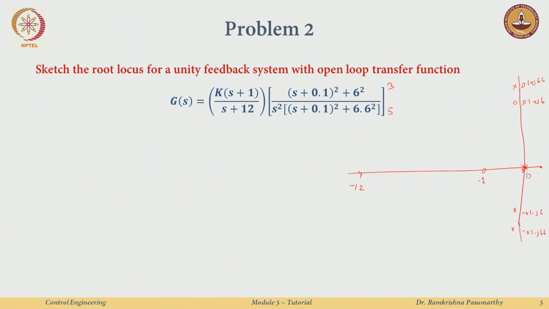So, this is not allowed. Then I come here and I say -1, I just see between -1 and -12, I see 3 guys to the right. So, this entire region is on my root locus. Okay. So, one thing I know is that this guy will move in this direction.